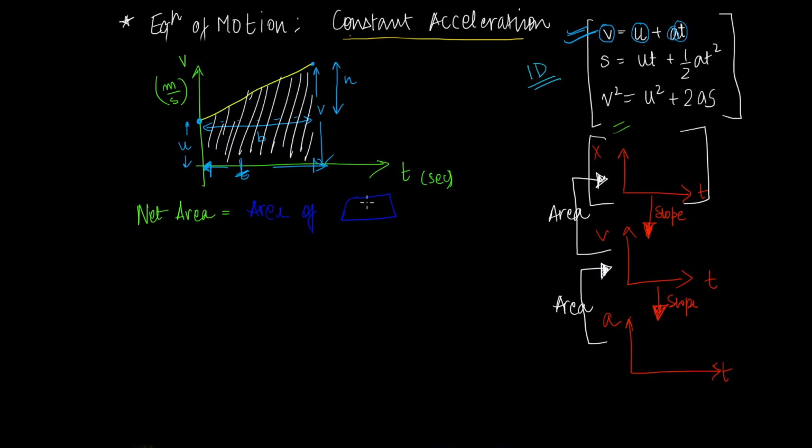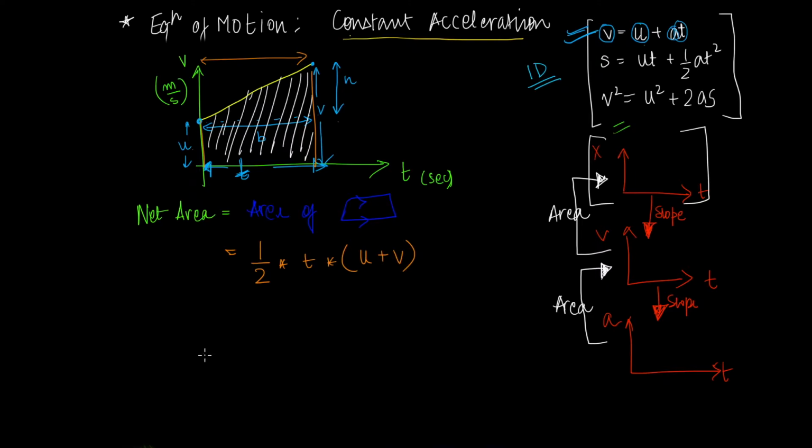Now I'm just going to draw a trapezium in this manner. With that known, we can evaluate the area of a trapezium. The area of a trapezium happens to be half times the distance between the parallel lines, which is this, and the distance is nothing but t, multiplied by the sum of the two parallel lines, which is u plus v. So you have half t times (u plus v), and that gives you the net area.